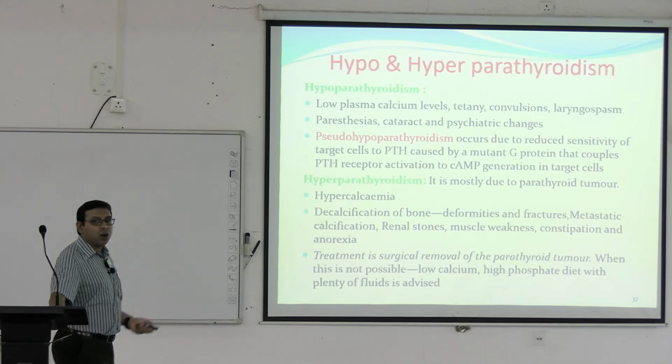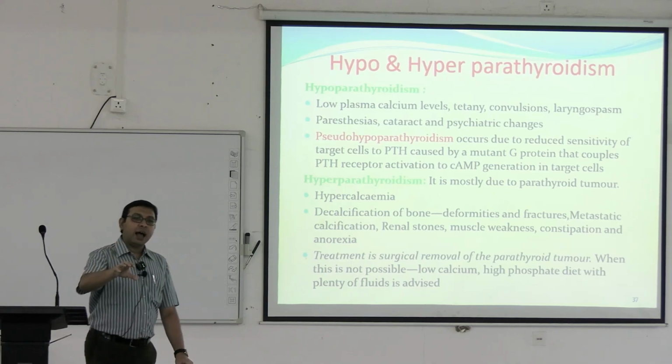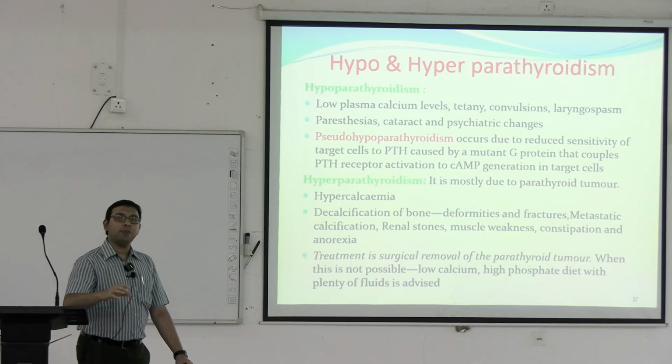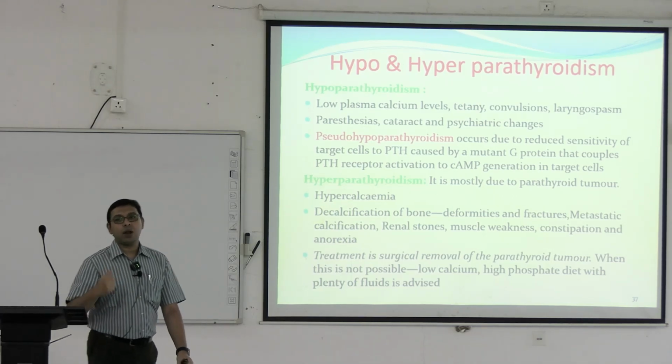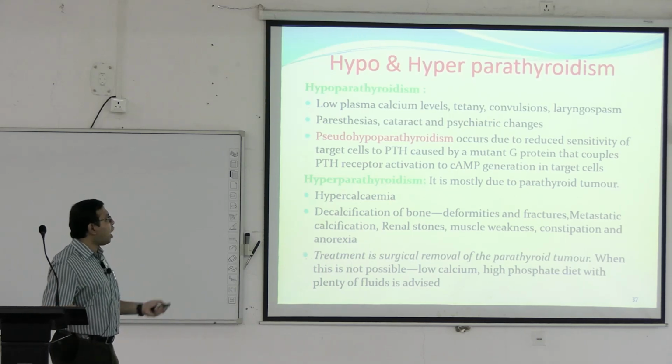Pseudo hypoparathyroidism occurs due to the reduced sensitivity of the target cells to parathyroid hormone. That is, the parathyroid hormone is secreted okay, but the target organs where it should act become less sensitive to it. This may happen due to different diseases. So this is known as pseudo hypoparathyroidism.